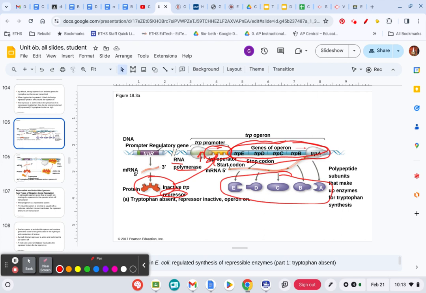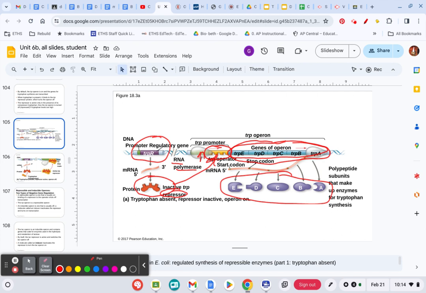Okay. This is what typically happens with bacteria. They need tryptophan all the time. So normally that repressor protein is not working. Notice how the repressor gene is also upstream of that promoter site. So it's adjacent to the genes that we're going to transcribe to make tryptophan. So it can also be transcribed and made into a repressor protein.